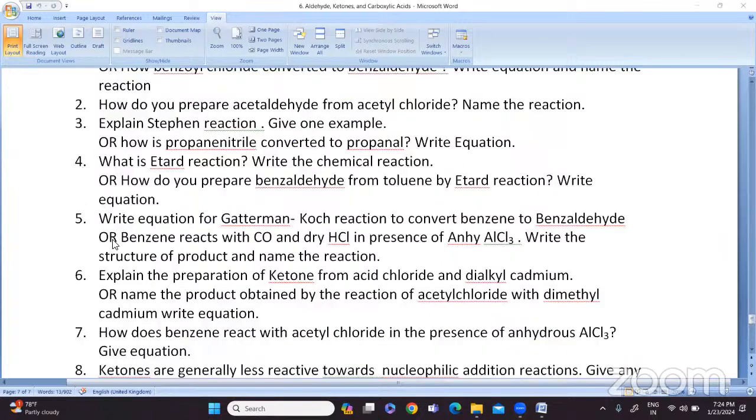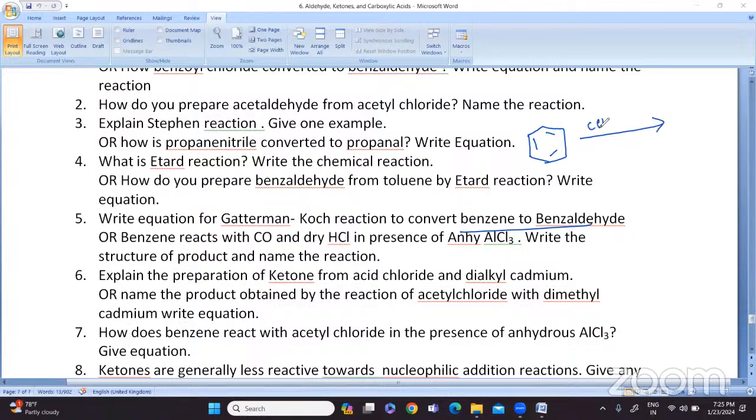The fifth question: write the equation for the Gattermann-Koch reaction to convert benzene to benzaldehyde. So what is the Gattermann-Koch reaction? We are converting benzene to benzaldehyde. So how are we converting benzene to benzaldehyde? This is our benzene.